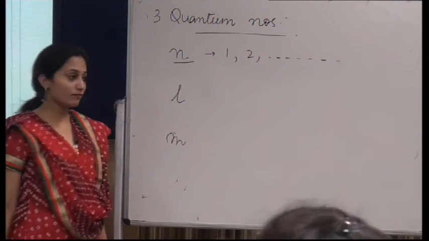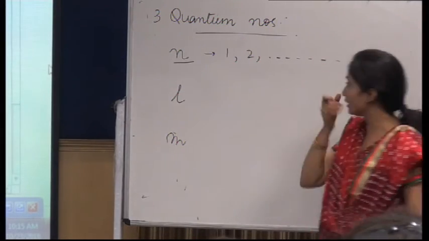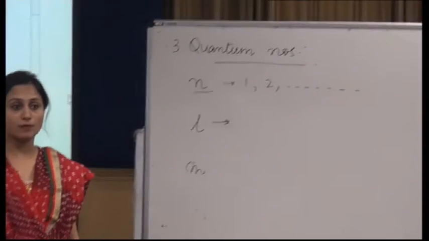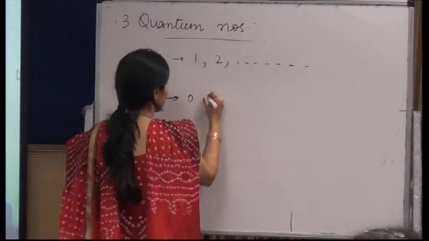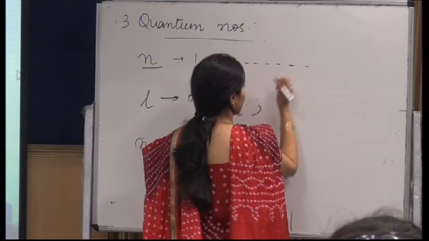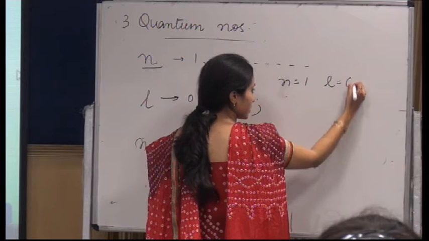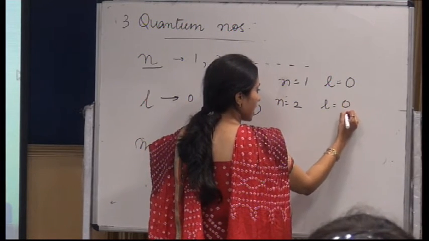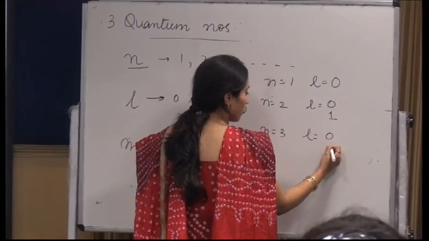Clear? So here we have the first, second, third, fourth and fifth level and so on, and then we have the angular momentum quantum number, which can take up the values from 0 to n minus 1. So when n is equal to 1, L will be equal to 0. When n is equal to 2, L will be equal to 0 and 1. When n is equal to 3, L will be equal to 0, 1, 2.